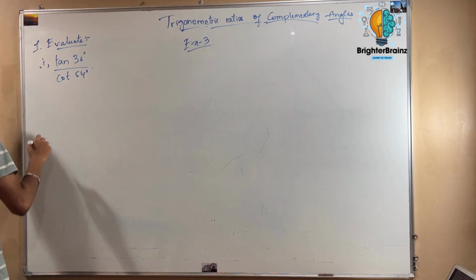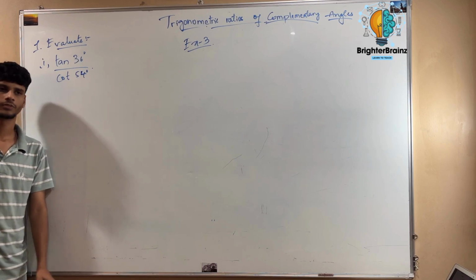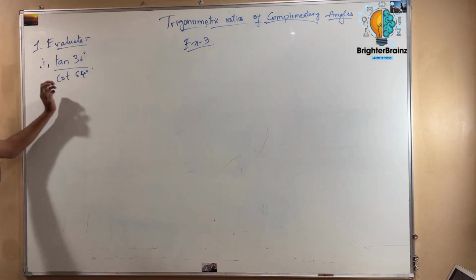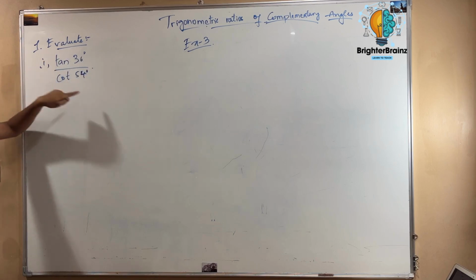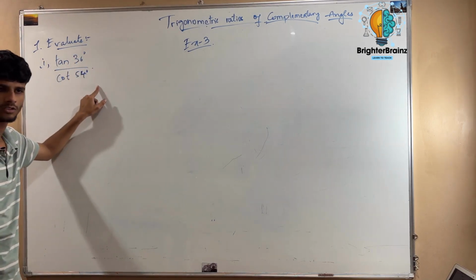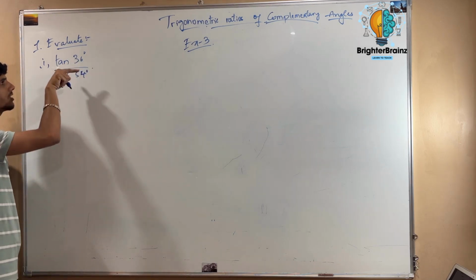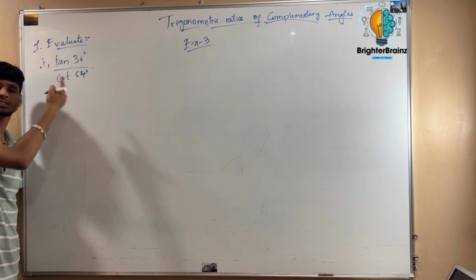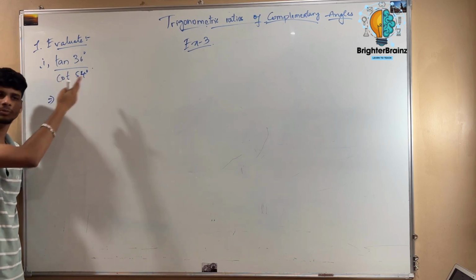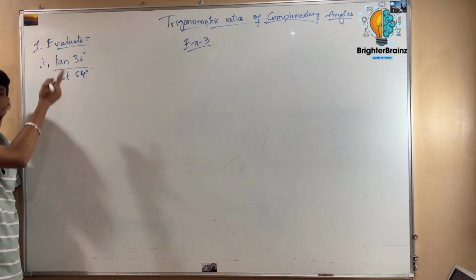First listen to me and then note it down. Put your pen down. Now tan 36 degrees and cot 54 degrees. These two are complementary angles. Can you observe it? 36 plus 54 is 90. So we have to interchange the trigonometric ratios into the same trigonometric ratio in both numerator and denominator. So let us change tan 36 into cot.